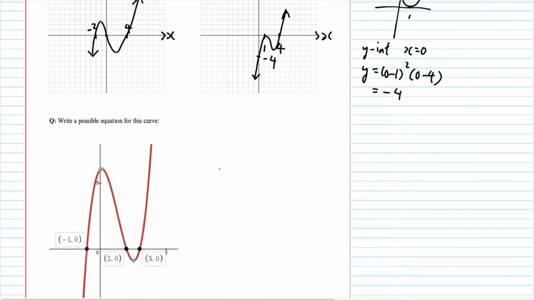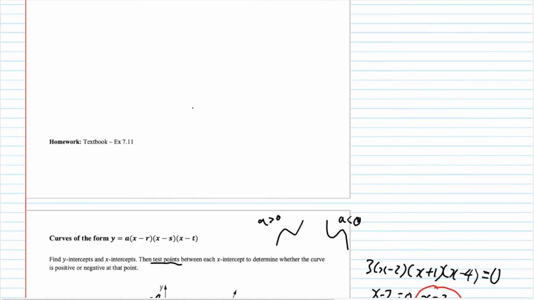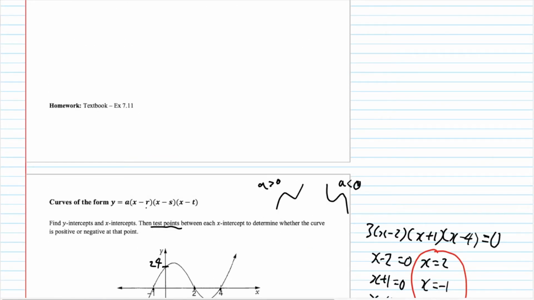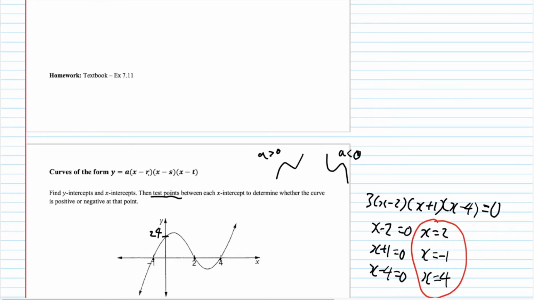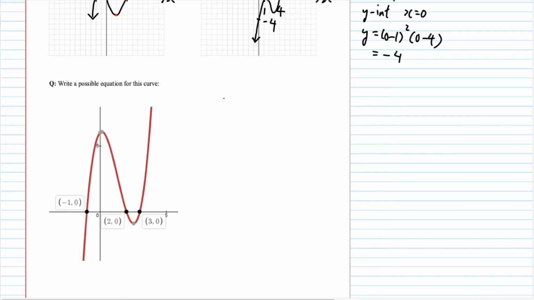Let's take a look at another example. It says write a possible equation for this curve. So what we can do is this. If you still remember, the general equation is y equals a(x minus r)(x minus s)(x minus t). The values of r, s, and t are going to be the x-intercepts. Okay. So we're just going to do this first. We're going to write it as y equals a times x minus the x-intercepts.